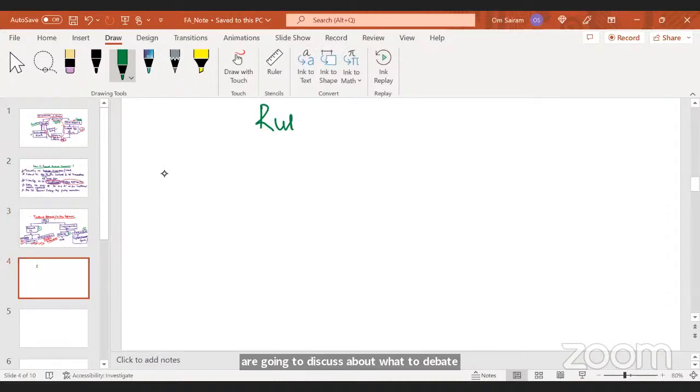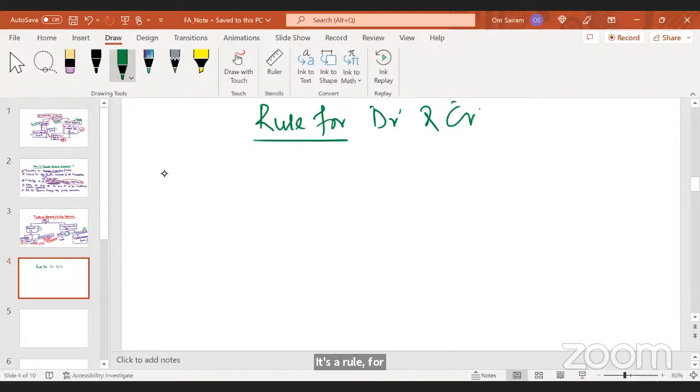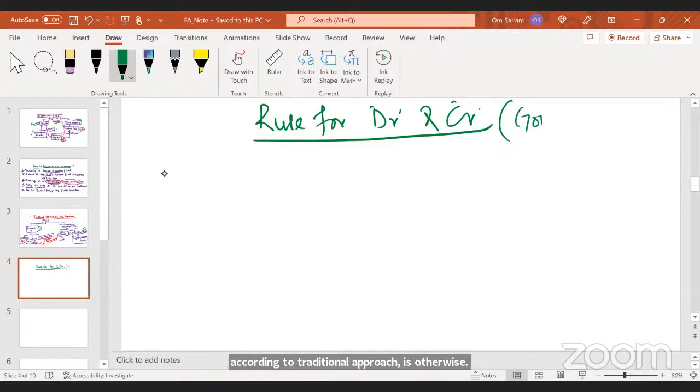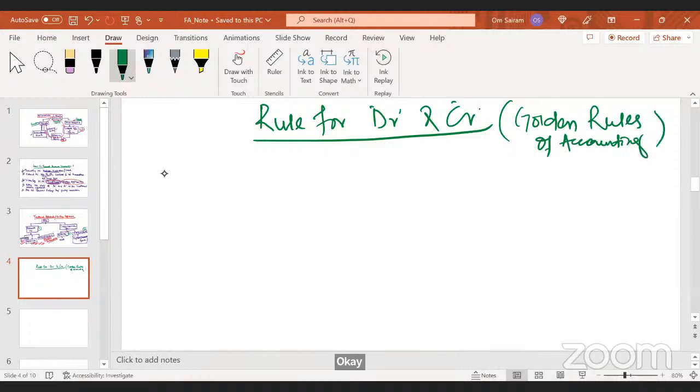This is the rule for debit and credit according to the traditional approach. This rule is otherwise known as the golden rules of accounting. So according to the golden rules of accounting, let us see what to debit and what to credit.